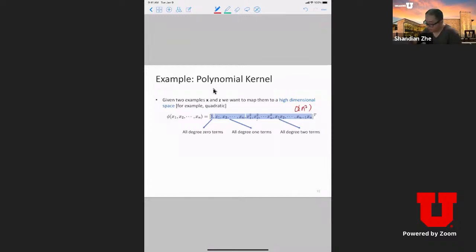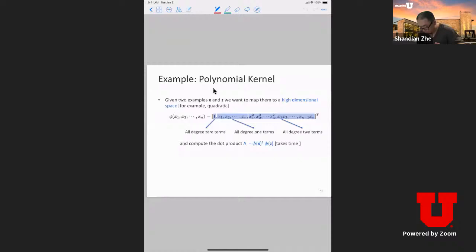But in our original feature space, you just have an n-dimensional feature, right? So you can imagine that if n just equals 1,000, then after feature mapping, you have to deal with a 1 million dimensional feature vector, right? So every time you explicitly do the feature mapping and do the inner product, it is very costly, right?